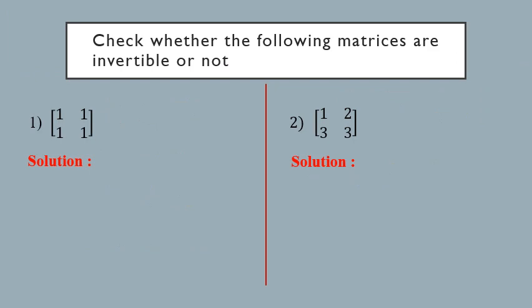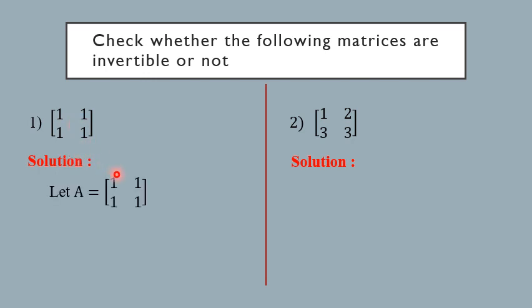Now the next question is, check whether the following matrices are inversible or not. If the inverse of a matrix exists, then it is called inversible. And the inverse exists if the matrix is non-singular, meaning its determinant value should be not equal to 0. So here the first matrix is a square matrix of order 2, and when it is non-singular, then we can say that this matrix is inversible.